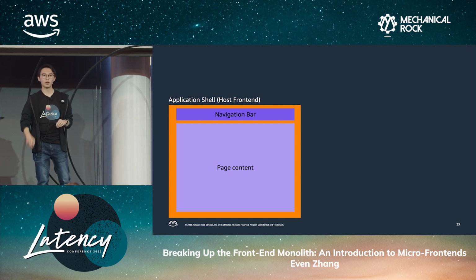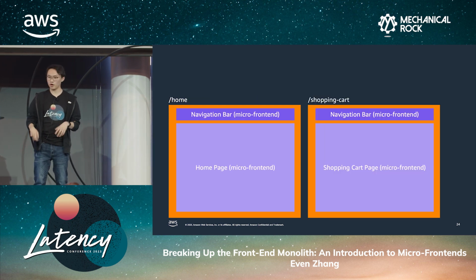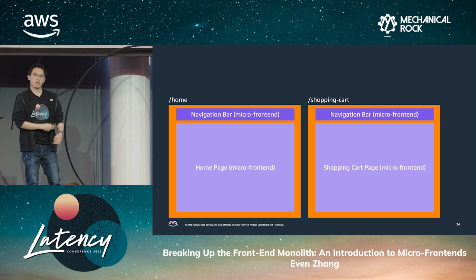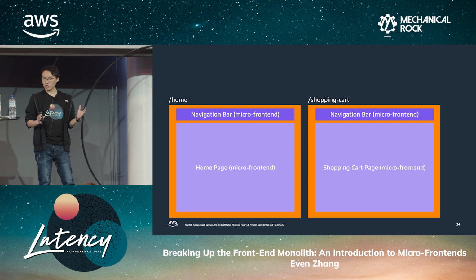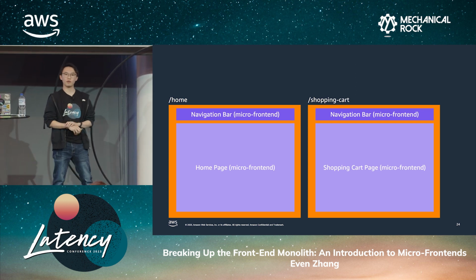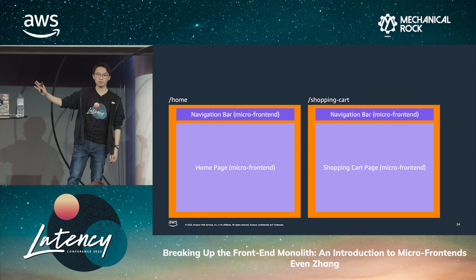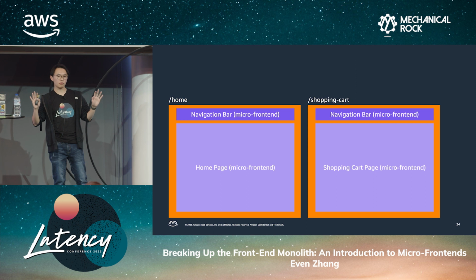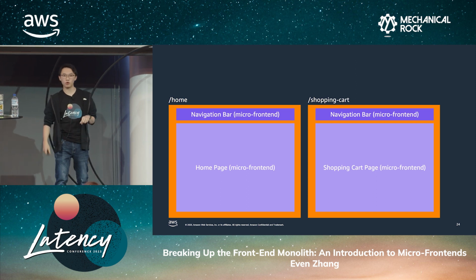And here's an example for an e-commerce website, looking at how a micro front end would look there. We can have a shared navigation bar, and then we can have a home page that's managed by a team, and then we can have a shopping cart that's also managed by a separate team. And these teams can independently deploy without having to consult or orchestrate with another team.